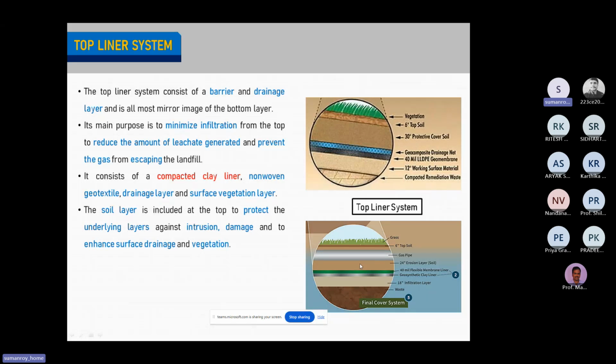And in between you have this erosion layer, or what is a compacted clay layer, that varies from 0.5 to 1 meter. Then it has this flexible membrane and the geosynthetic clay liner. And these two are just the protective layers that prevent the waste from coming in contact with this erosion layer, or let us say the compacted clay layer.